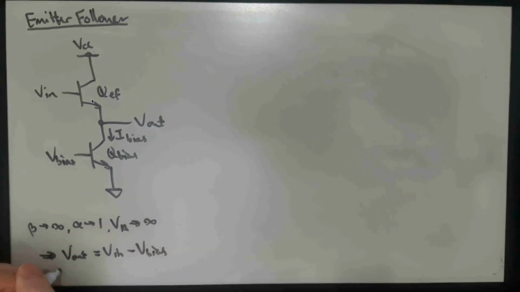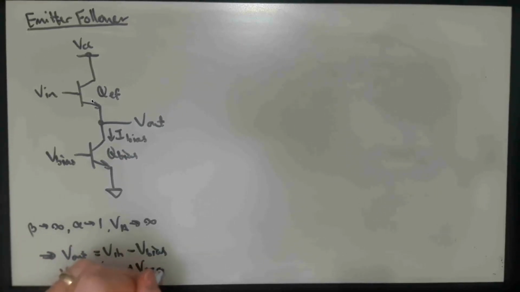and that was true for Vin greater than or equal to V bias plus VCE sat. Okay, so that's what we found last time.